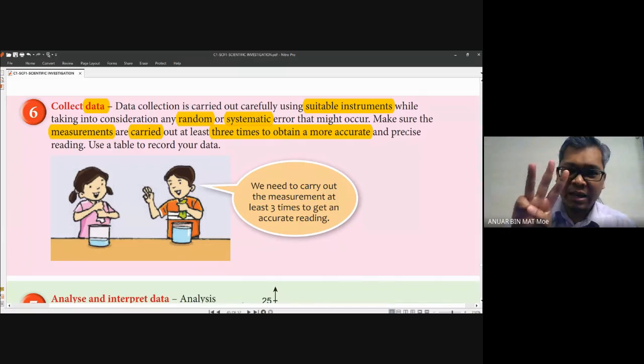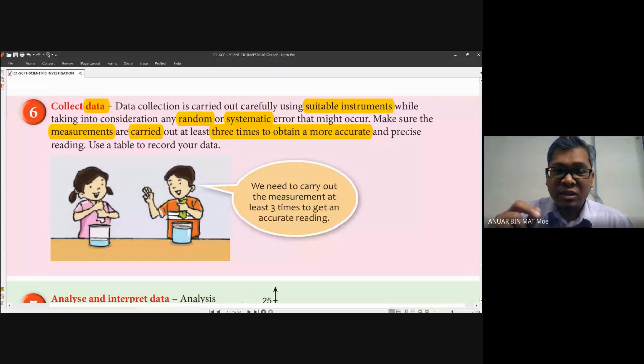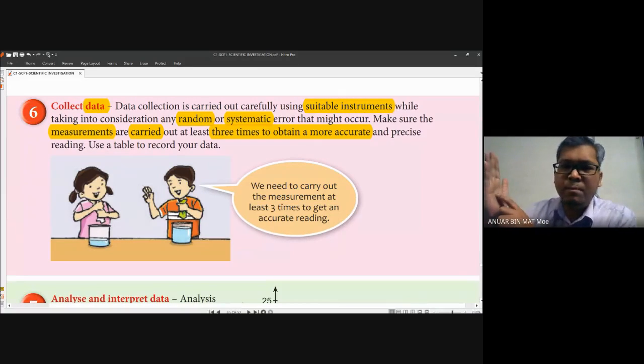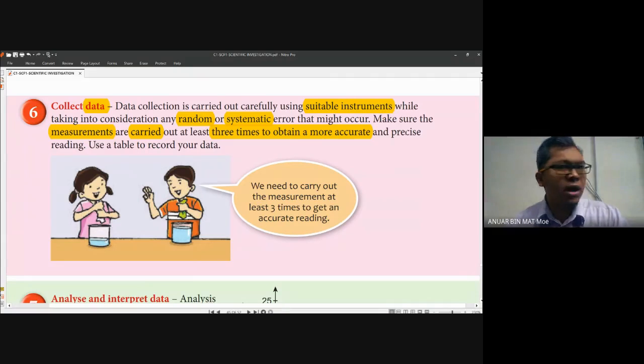Why we need to take the reading 3 times? Because we want to get more accurate and more precise measurement. We need to eliminate the error. For example, your friend said 20 milliliter, and then your other friend said 21 milliliter. And then your other friend said 21 milliliter also. Because they are random error, right? So you need 3 times, and then maybe you can do the average. You sum it all, total all the reading, and then you divide it by how many times you do the experiment. Okay. All right.